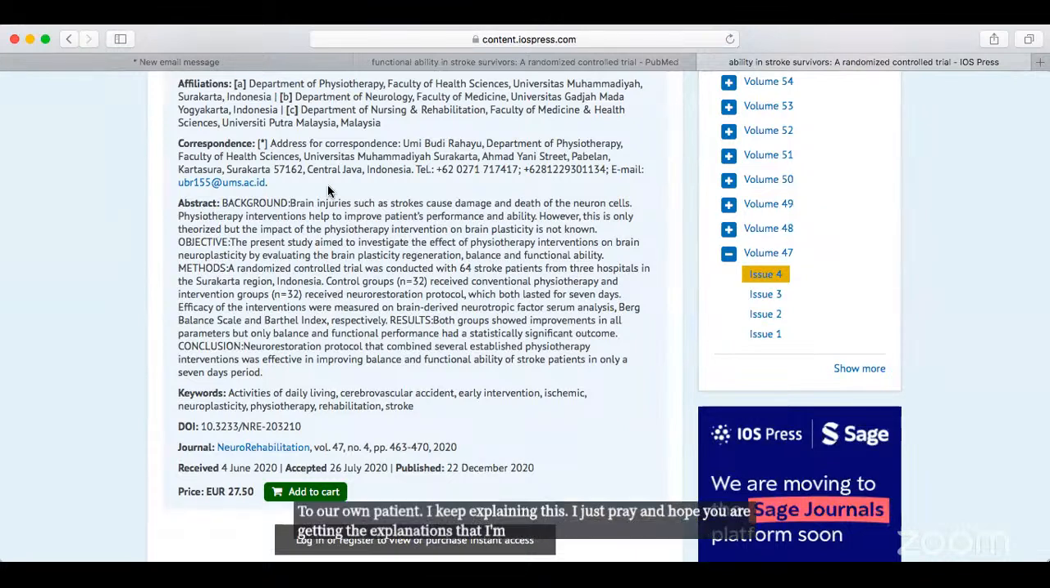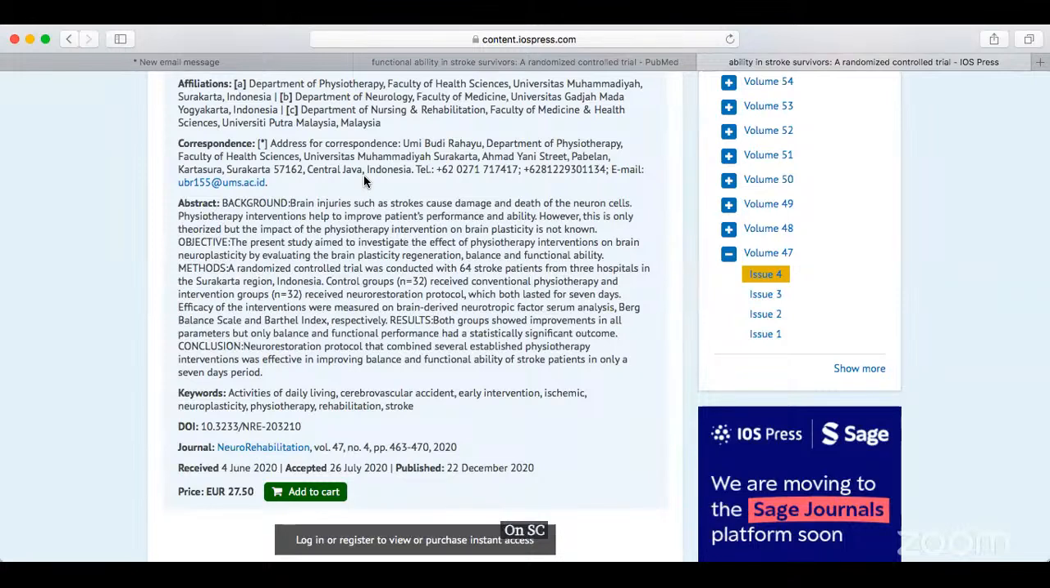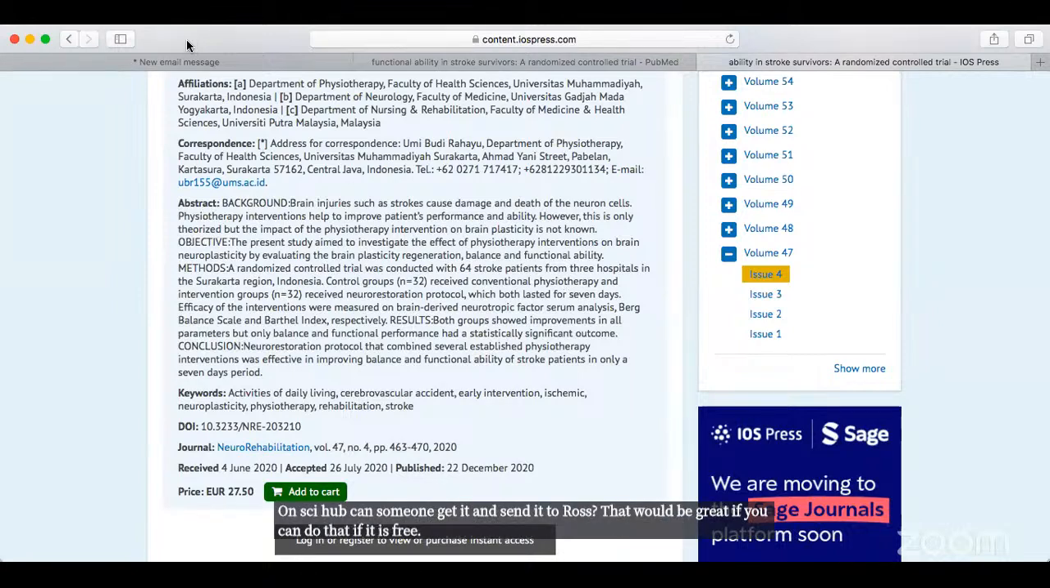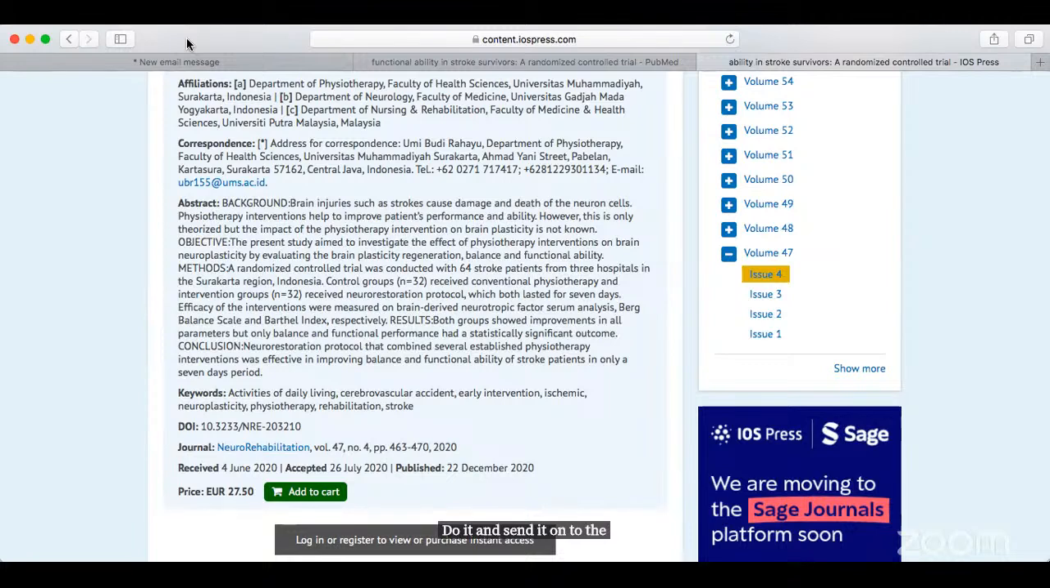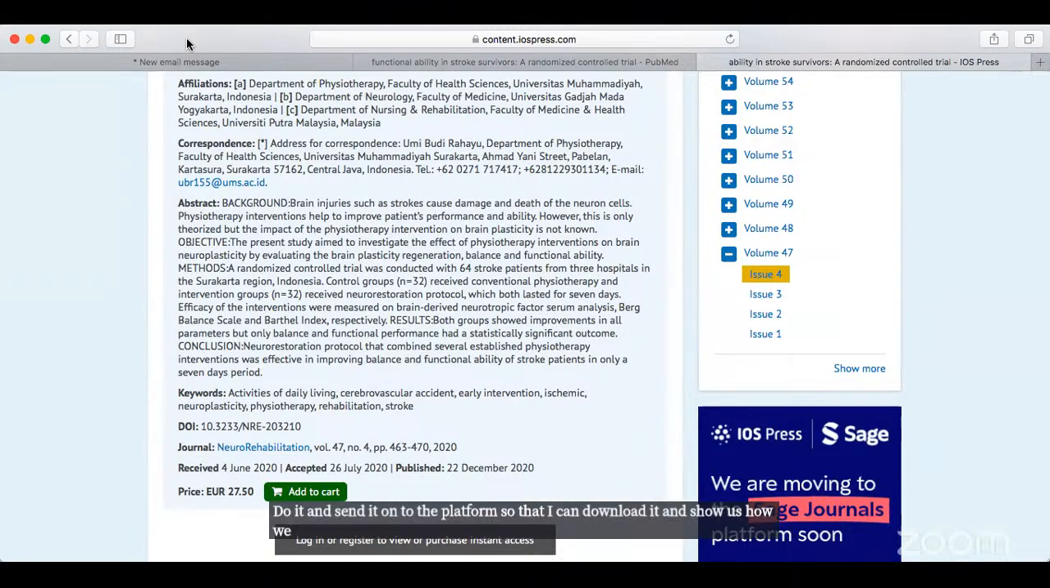It's free on SCI Hub. Can someone get it and send it to us? That would be great if you can do that. If it is free, send it onto the platform so that I can download it and show us how we can go to the methodology section and look at it.